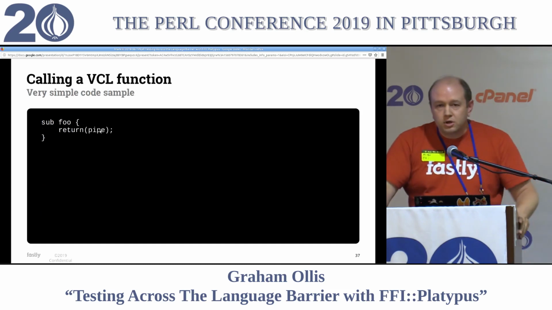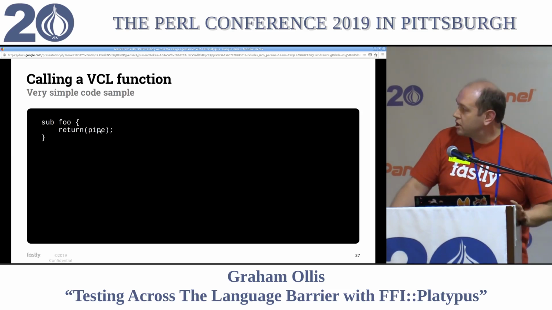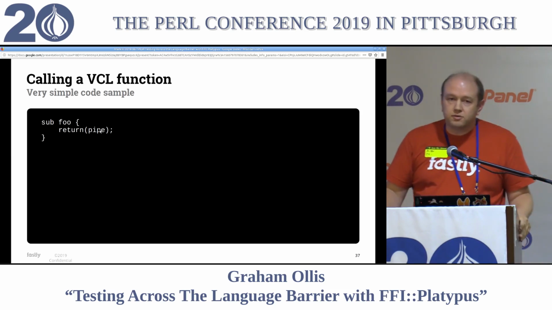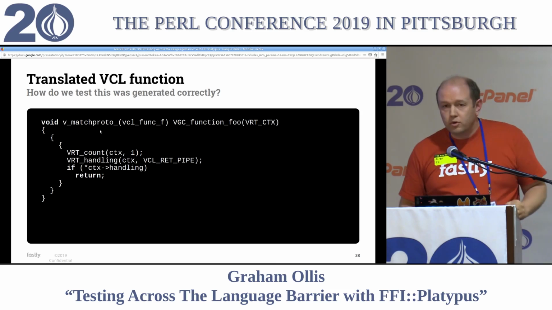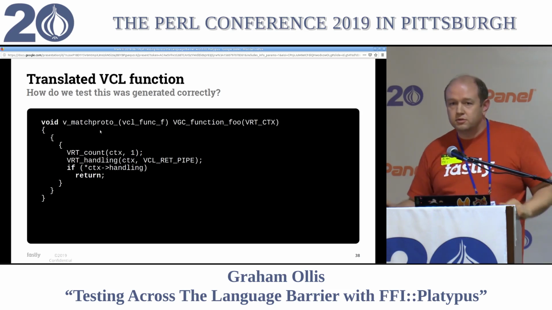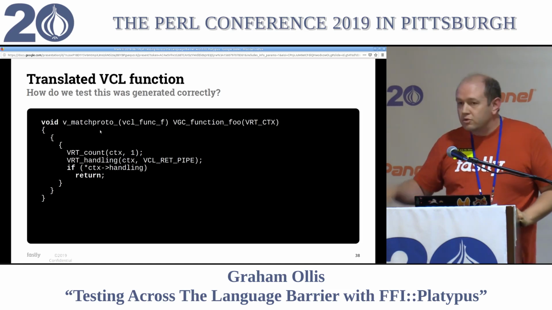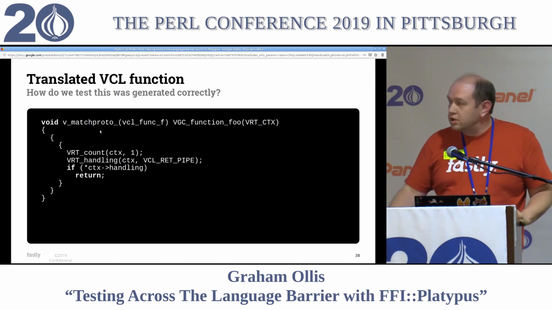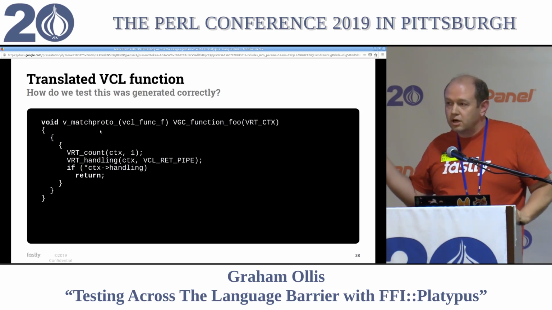But I want to use this in VCL, right? I want to call a VCL function and test that it works correctly. So we've got an even simpler VCL function. It just returns pipe. When you hand that off to Varnish, it compiles it into this C. And we're not really interested in the body itself, but the function signature tells us that it takes a context object and doesn't return anything.